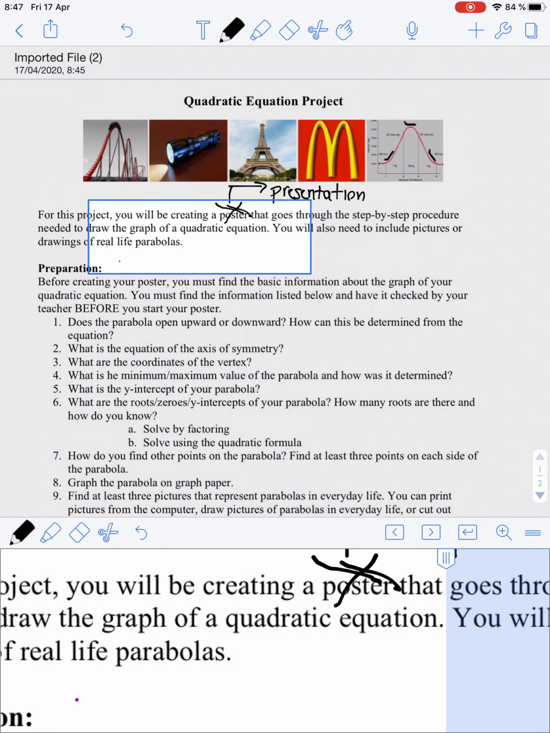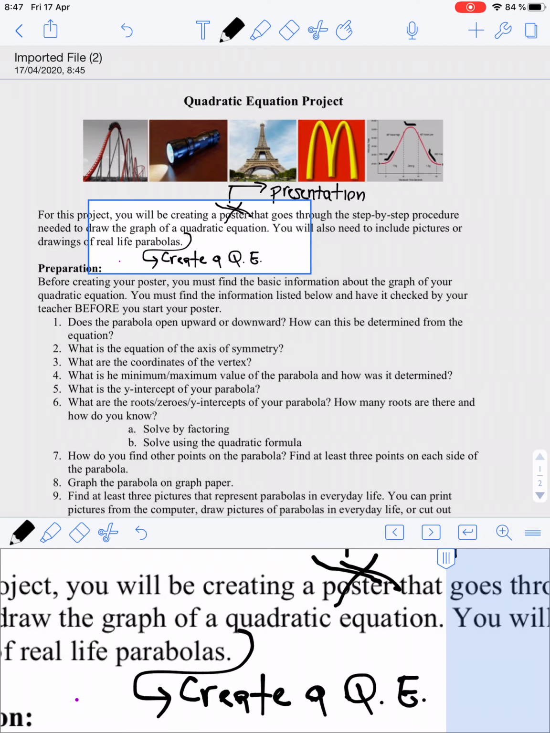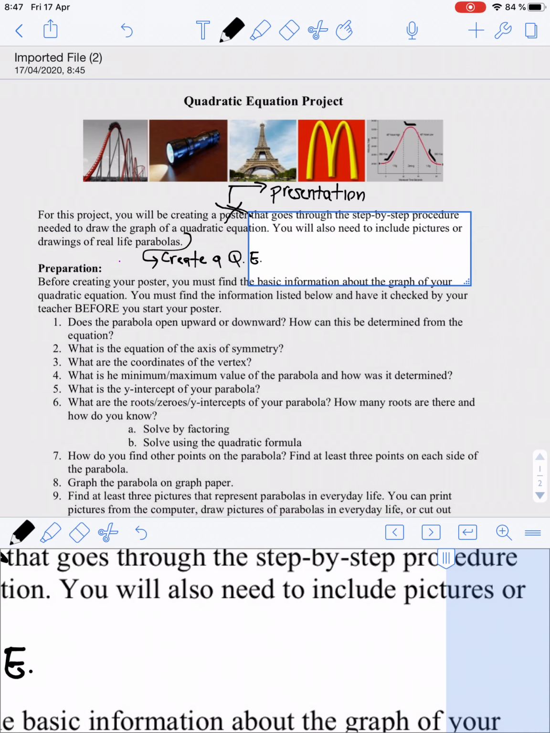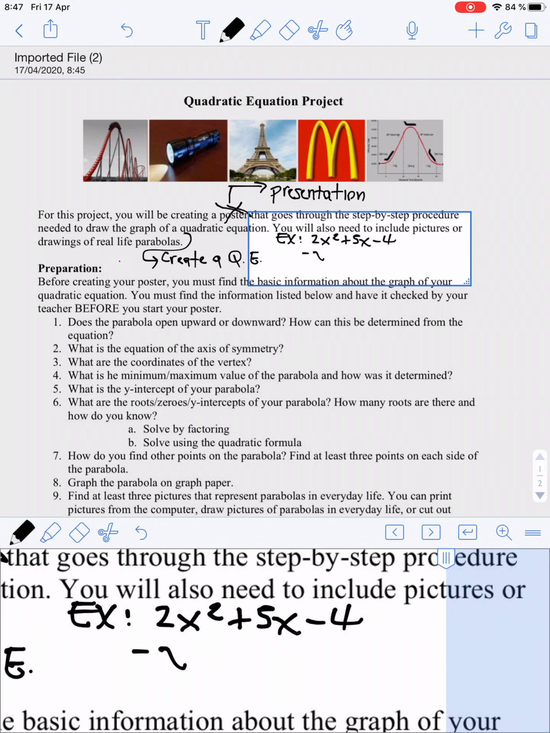In this part, you're going to create a quadratic equation. I'm going to include an example. You cannot use the example, it's only an example. For example, by creating my quadratic equation, I can say my quadratic equation is 2x squared plus 5x minus 4. Or minus x squared minus 4x plus 20.